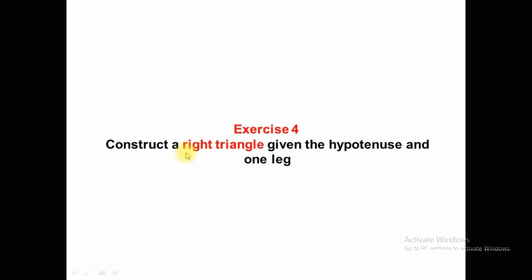Now, how to construct a right triangle? How to construct a right triangle given the hypotenuse and one other leg? When we are going to construct a right angle triangle, we know that a right triangle is a triangle in which the measurement of one angle is 90. For the construction of a right angle triangle, we have the length of the hypotenuse, the length of the other side, and the measurement of one angle, which is 90 degrees.